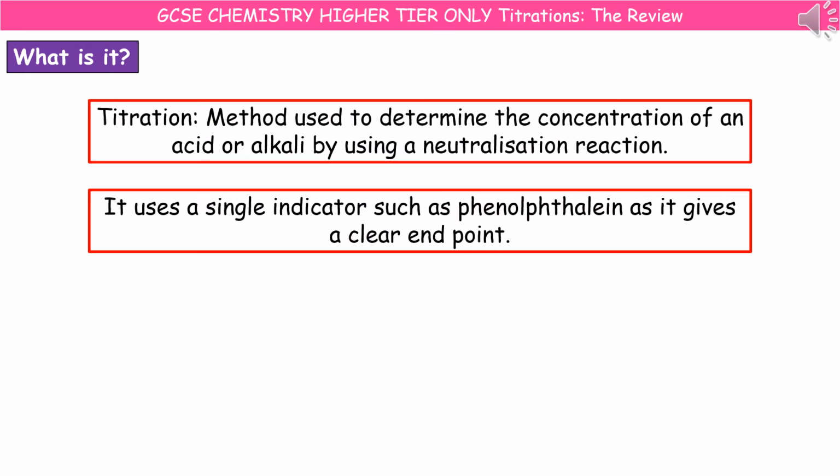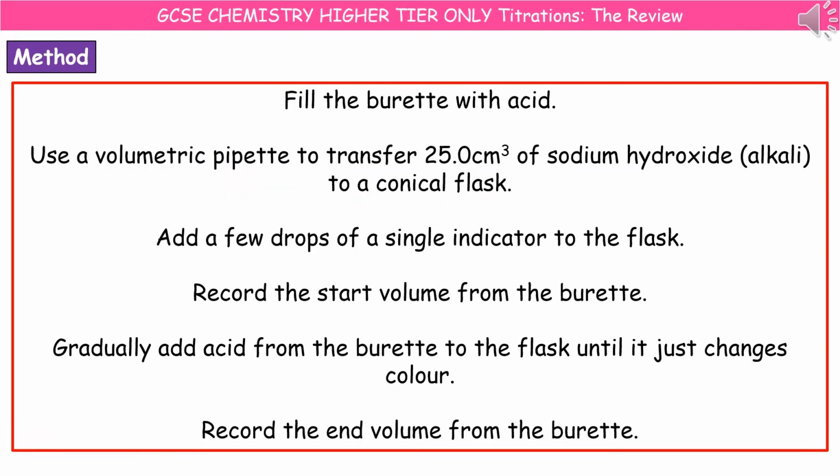Today's chemistry check is all about titrations. So first of all, when we're talking about a titration, this is a method we use to determine the concentration of an acid or alkali by using a neutralization reaction. So we'll be using a single indicator like phenolphthalein as it gives a clear endpoint.